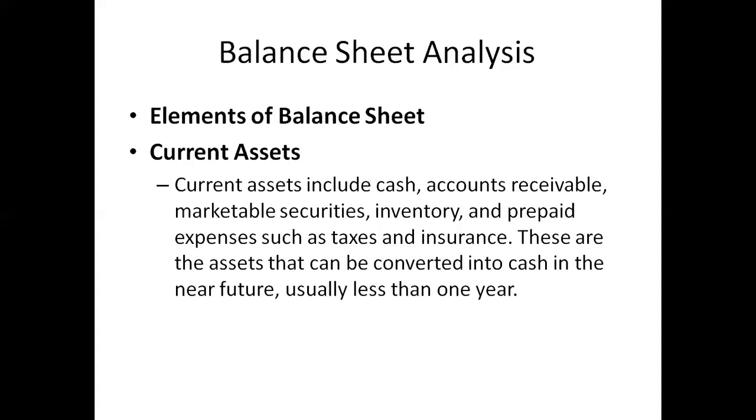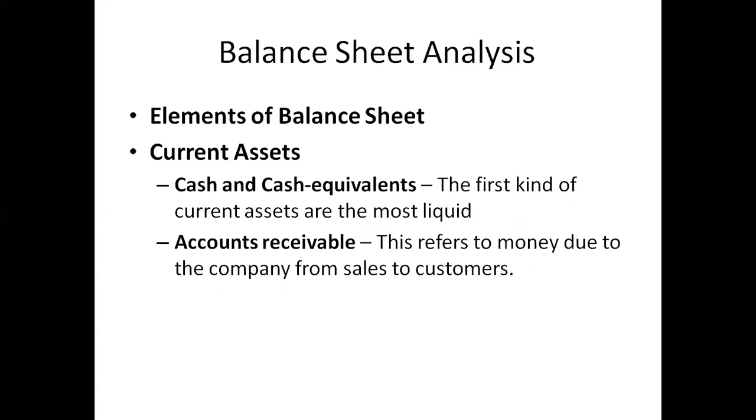Now, we can go to current assets. Further division of the current assets: cash and cash equivalent. The first kind of current assets are the most liquid. What do you mean by liquid? Liquid means the liquidity of any asset is measured by the time that it takes to be converted into cash or its equivalent, that is cash or bank.